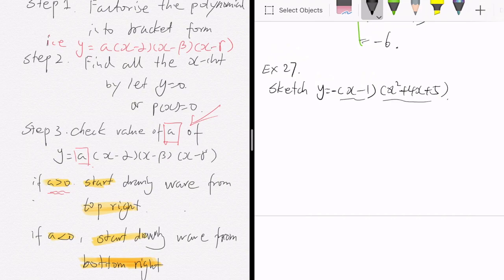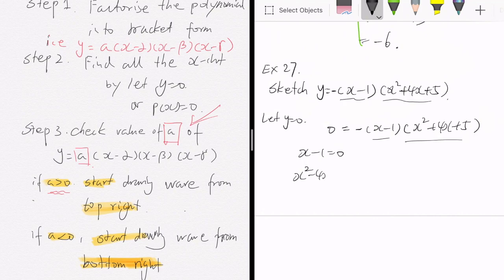So you see here it's already in bracketed form. So we finish step 1, and we need to do step 2. Step 2, find all the x-intercepts. To find the x-intercept, let y equal to 0. So 0 is equal to negative x minus 1 times x squared plus 4x plus 5. Now, again, by using the null factor law, we have two brackets multiplied together, and both of them multiplied together equal 0. So either x minus 1 equal to 0 or x squared plus 4x plus 5 equal to 0. Therefore, x is equal to 1.